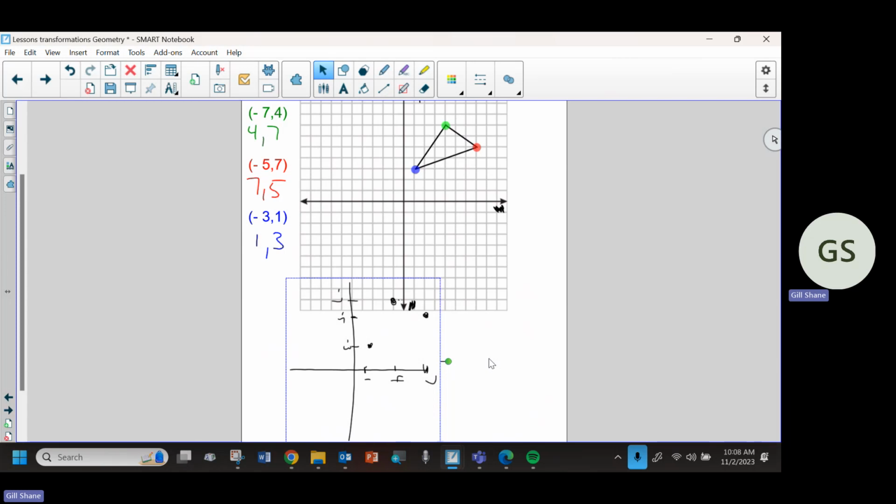So again, this point would just be 1, 3. And this point that was 4 and 7, well, I know now that the numbers don't change, but my X is 4, my Y is 7, and they're both positive. So 4 and 7. And then this point would be 7 and, again, it's -5, but we ignore that. We just need the number part, and they're both positive. So 7 and 5.